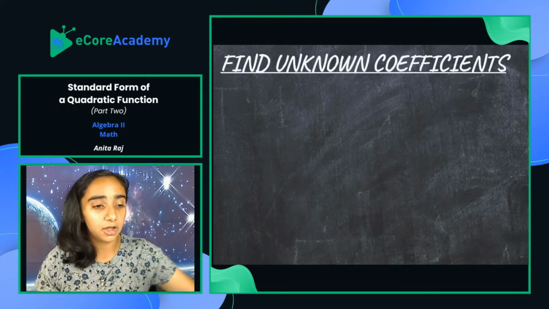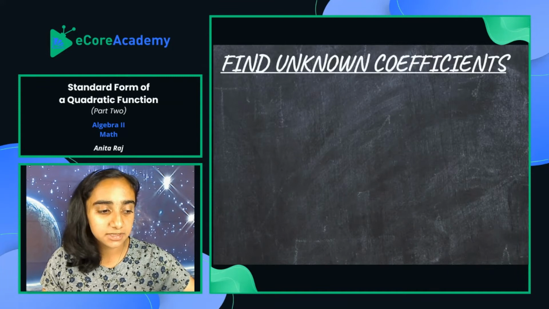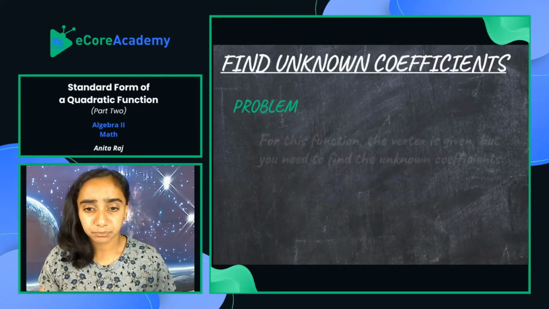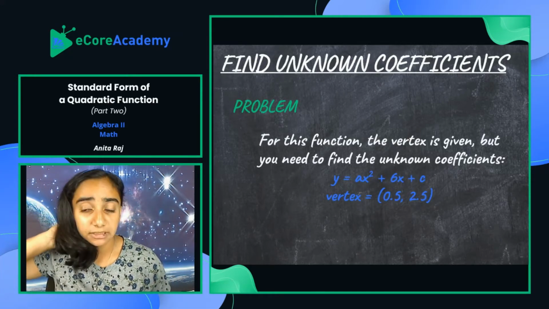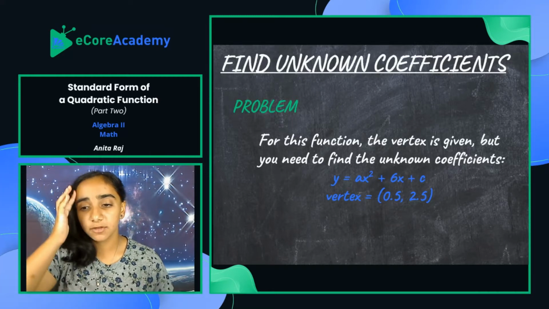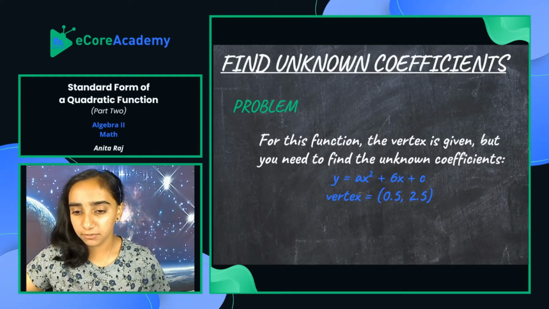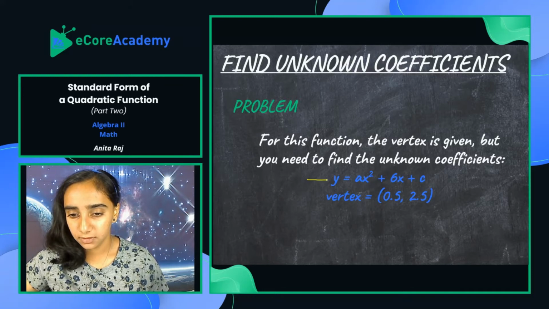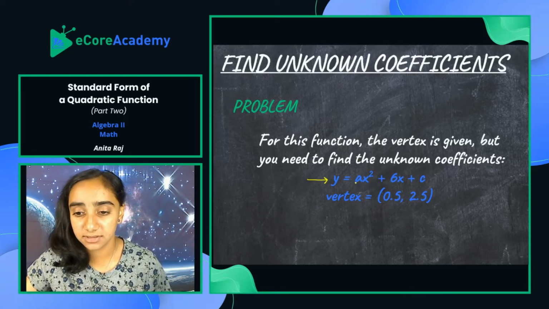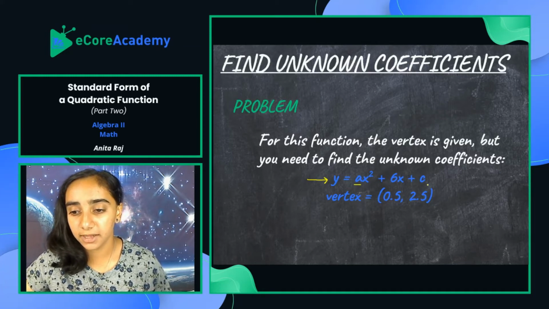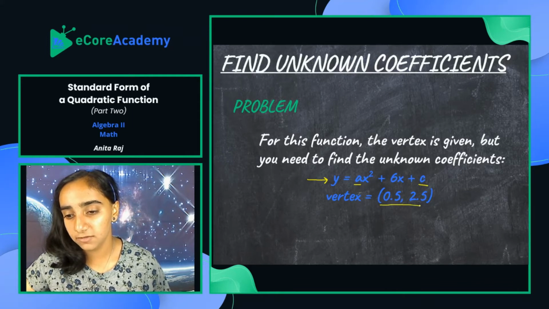We're going to be finding unknown coefficients. This is going to be a little bit more complicated. So here's the problem. For this function, the vertex is given, so we know the vertex, but you need to find the unknown coefficients. And the function is written right below it. Y equals ax squared plus 6x plus c. So as you can see, our unknown coefficients are a and c, and the vertex is given. This is the vertex, 0.5, 2.5. This is our h, and this is our k.